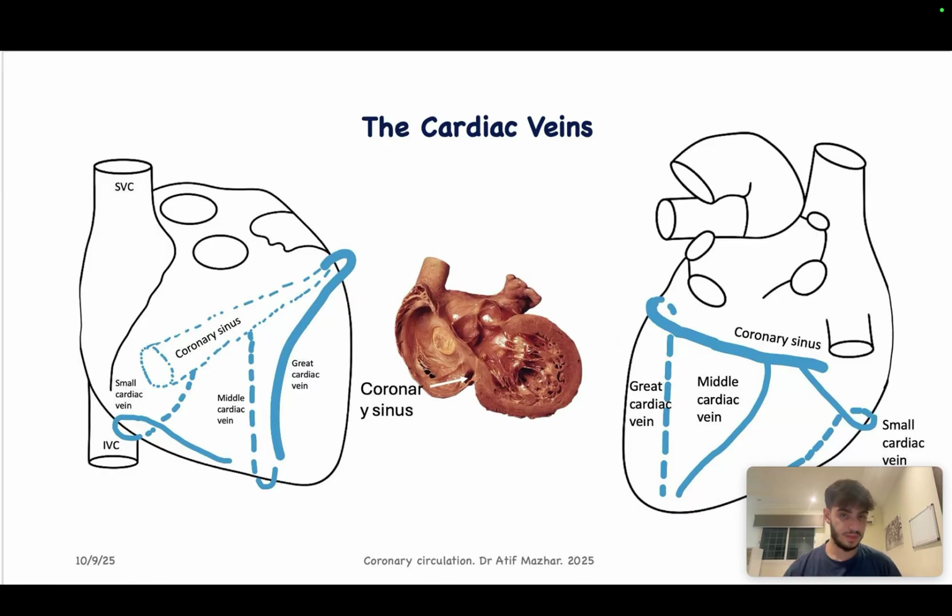Now, lastly, the doctor talked about the cardiac veins. I want you guys to know that all the veins of the heart meet up at the coronary sinus. The coronary sinus, as you can see here in this anterior view of the heart, is at the back of the heart, the posterior part. And you have three main veins coming to it: the great cardiac vein, the middle cardiac vein, and the small cardiac vein. You need to memorize these three veins because they're really important.